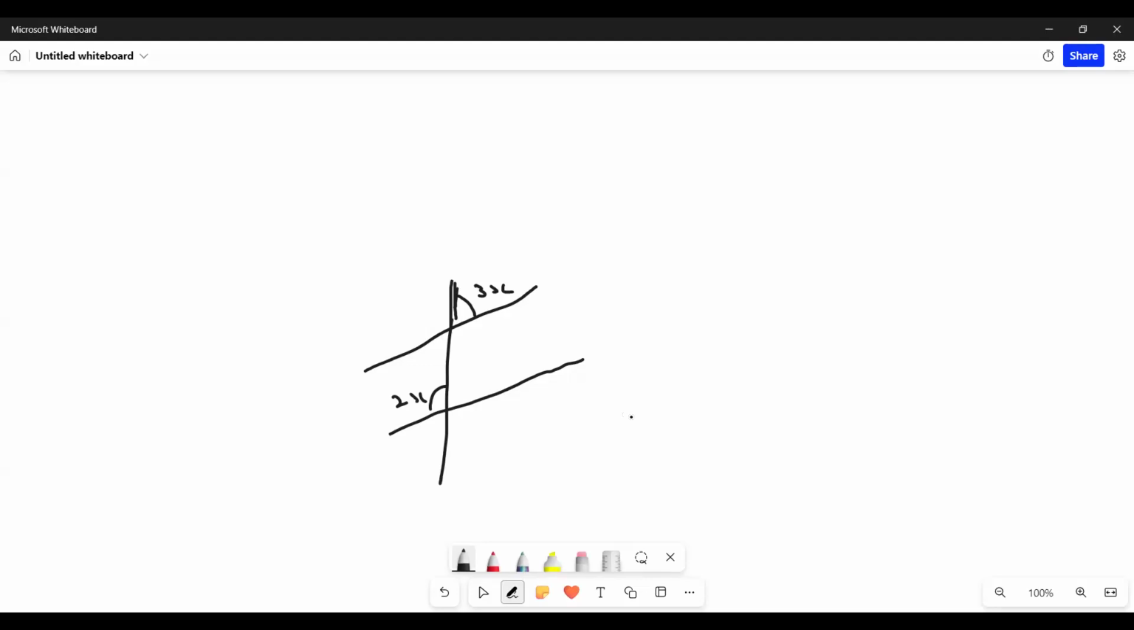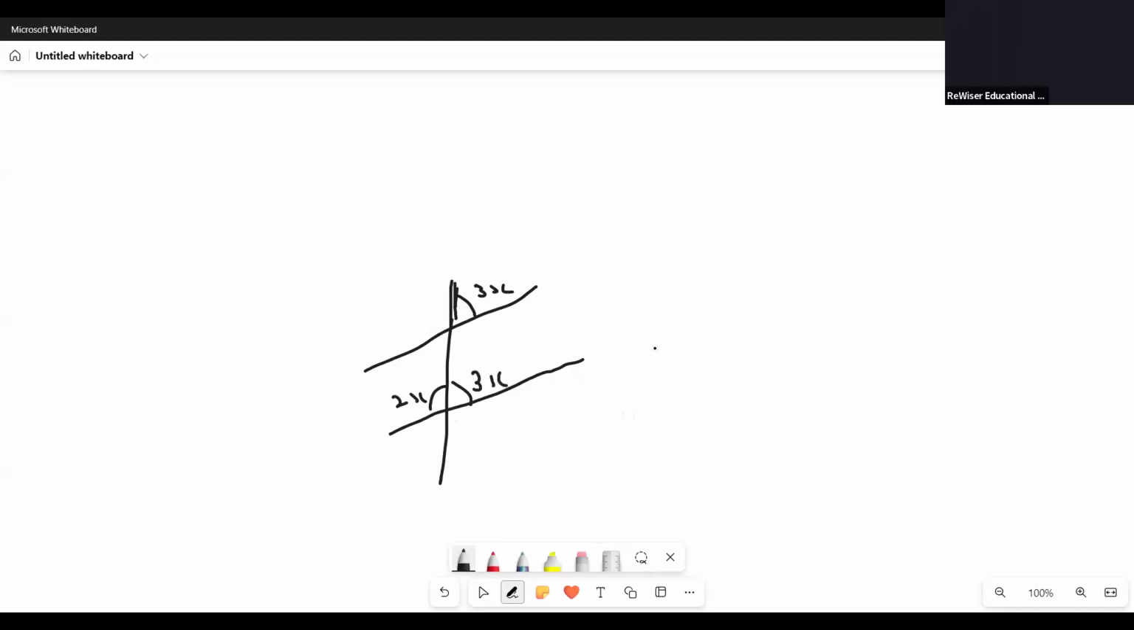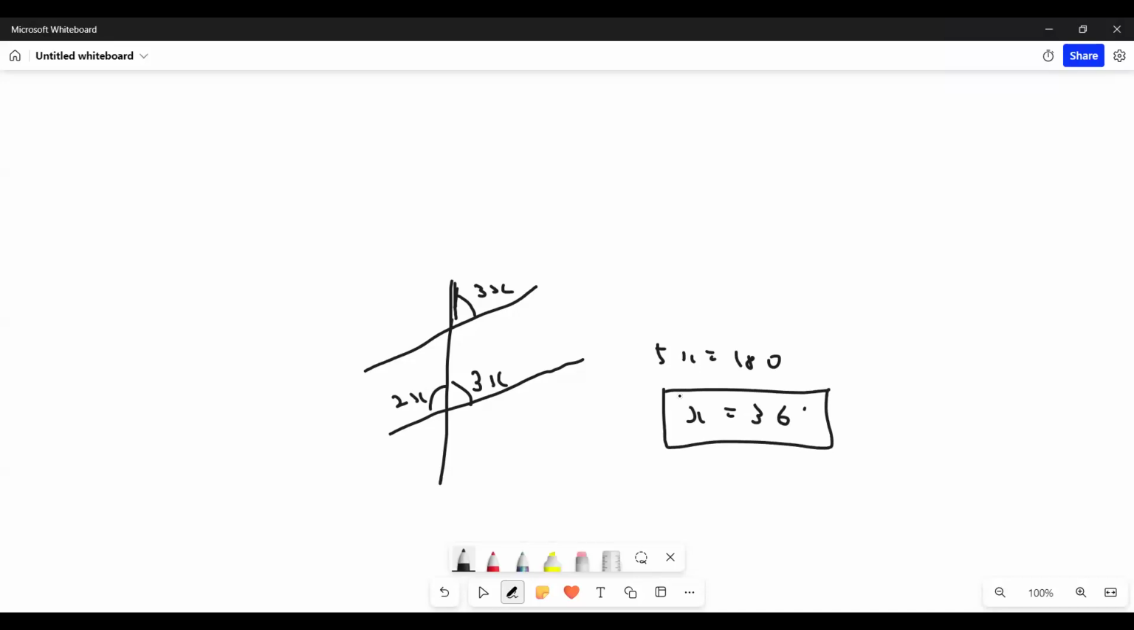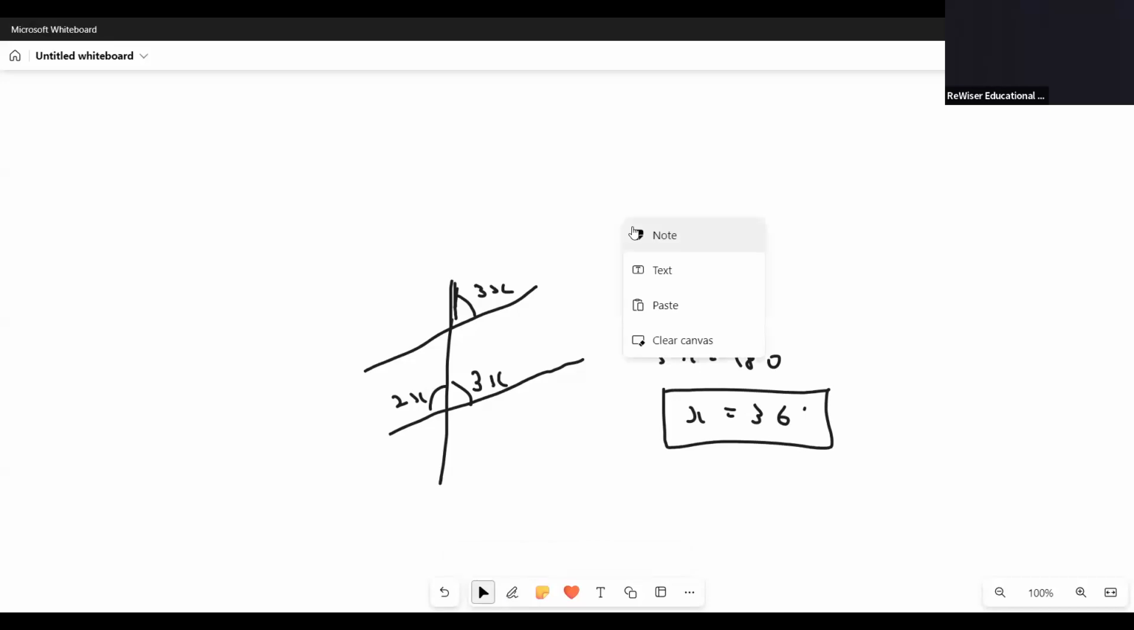x must be 180 by 5, 36. How did you get that? Because 2x is connected with a straight line, and 3x, the corresponding angles. Perfect. Absolutely correct. So this is also 3x because it's the corresponding angle, and 5x equals 180, right? Understood? Okay. So these are all the types of variations asked on parallel lines.